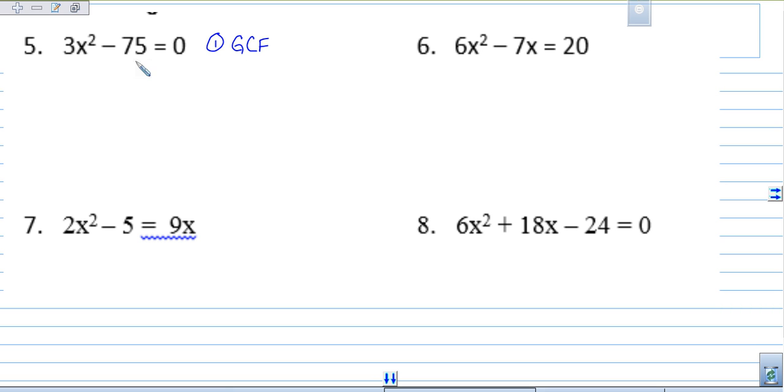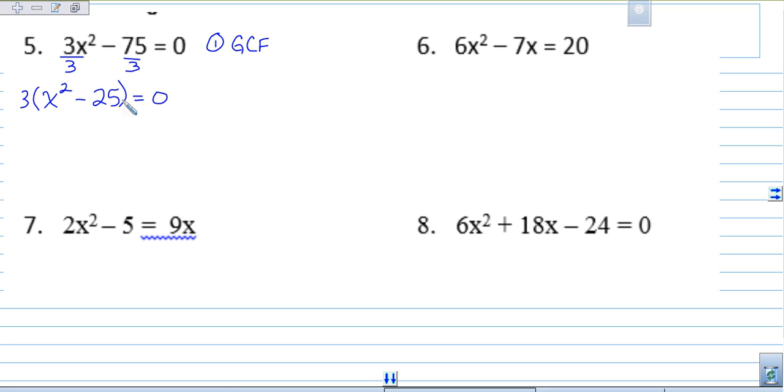So you look at 3 and 75. I know that 3 times 25 equals 75. So I know 3 goes into both of these, so I'm going to divide both of them by 3. And so you get 3 out here. Okay, x squared will come down, and then minus 25 equals 0.